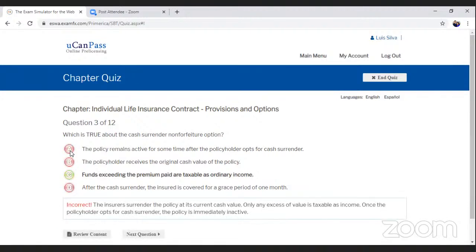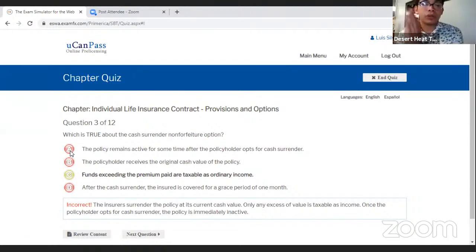It's actually C. Funds exceeding the premium paid are taxable as ordinary income. Let me tell you why. Which of the options is true about the cash surrender option? When the question is asking you for the true one, three of them are incorrect and one of them is correct. So the insurer surrenders the policy at its current cash value. Only any excess of the cash value is taxable as income. Once the policy owner opts to cash surrender, the policy is immediately inactive.